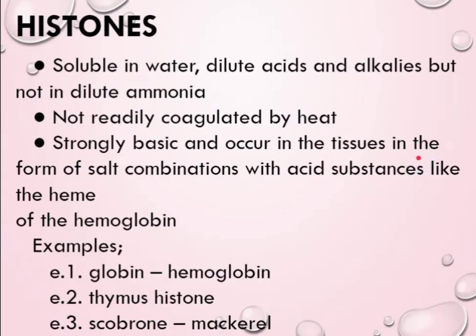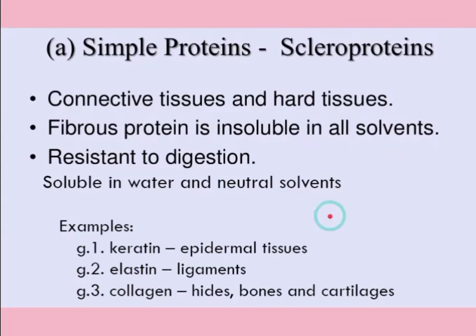Histones are soluble in water, diluted acids, and alkalis, but not in diluted ammonia. They are not readily coagulated by heat, and are strongly basic and occur in the tissues in the form of salt combinations with acid substances. So mainly histones are found in combination with acid substances, like the heme of hemoglobin. So here are your good examples, like the globin found in your blood, especially in your red blood cells in the form of hemoglobin. So there is a combination here with an acid substance, na heme. We also have your thymus histone and scombrone, which is found in mackerel.